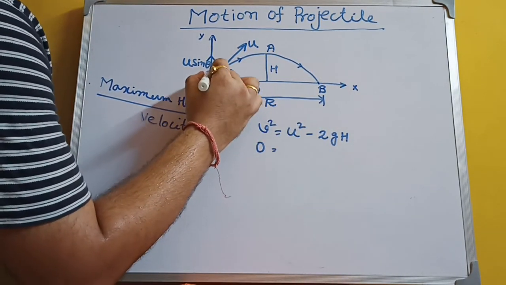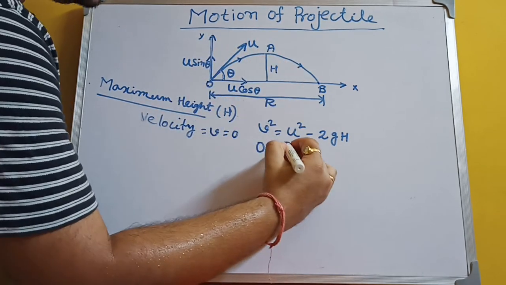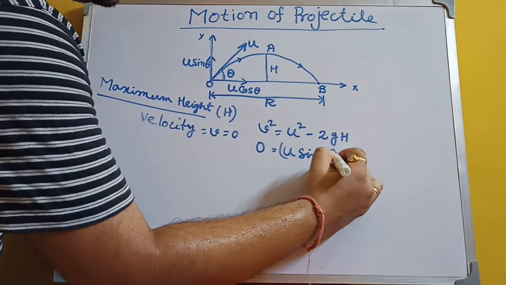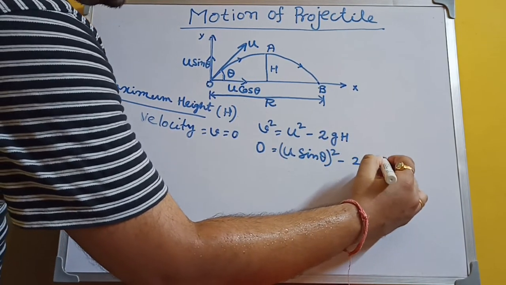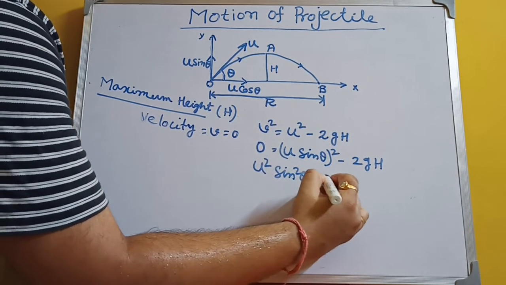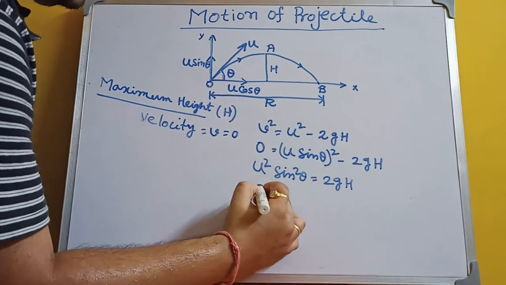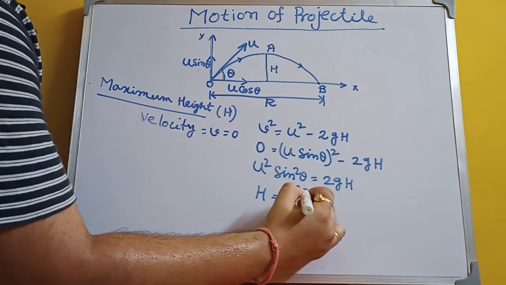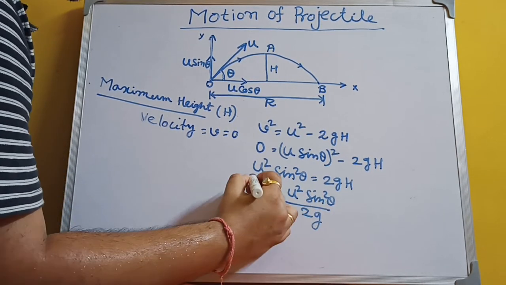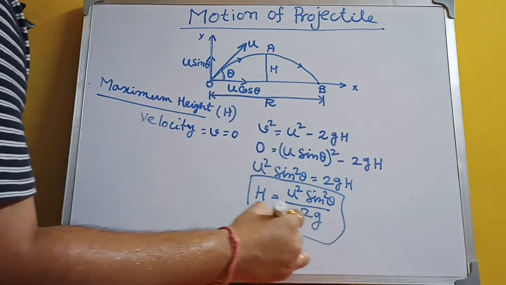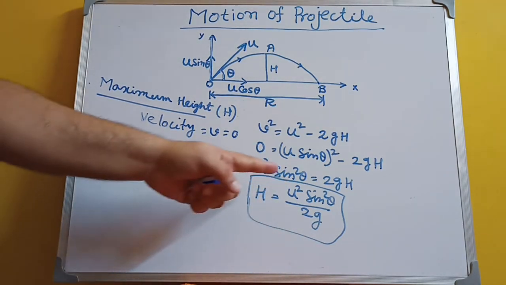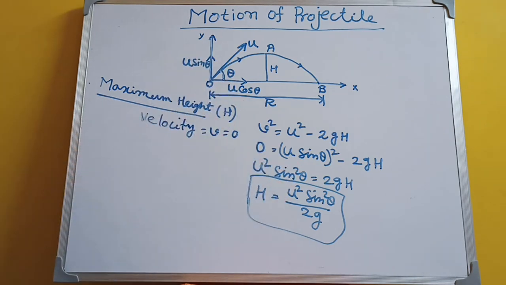U here is the vertical component, as it goes in the vertical direction, so you have to take u sin theta whole square minus 2gh. So u square sin square theta is equal to 2gh, and h is equal to u square sin square theta by 2g. That is your maximum height in the projectile: h equals u square sin square theta by 2g.